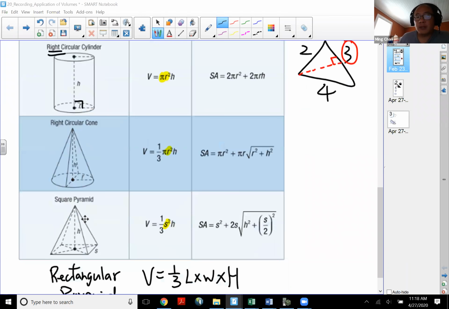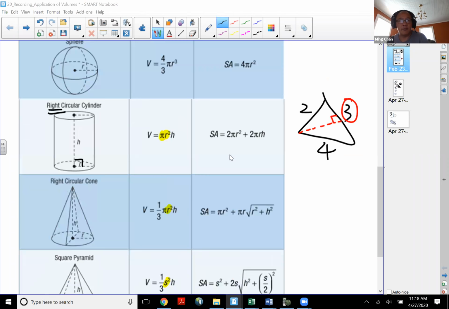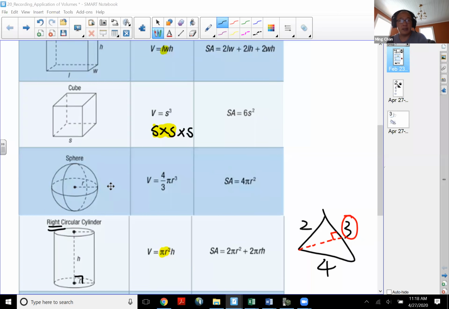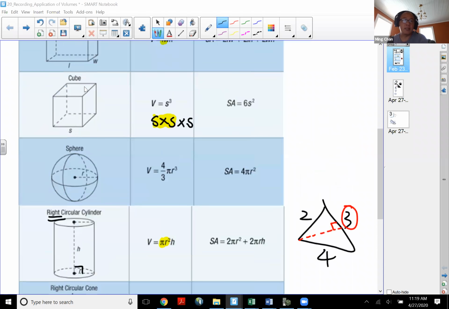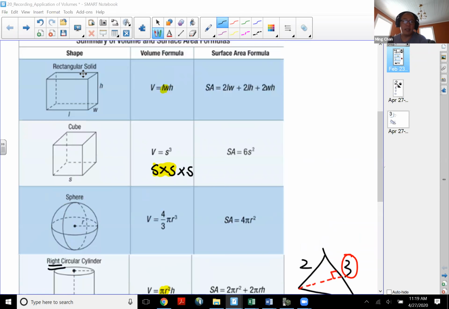But what about cones and pyramids? Cones and pyramids have how many bases? 1. Just 1, because the other side is actually the apex. So that's how you know what shape you are looking at, because you have these 5 basic ones: 1, 2, 3, 4, 5. A cube is basically the same thing as a rectangular solid. Those are considered prisms.